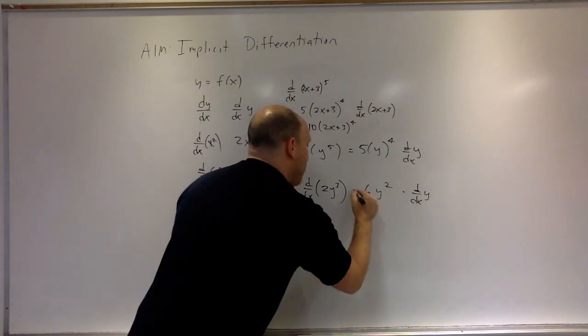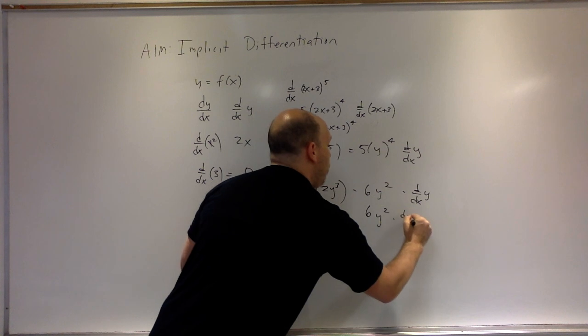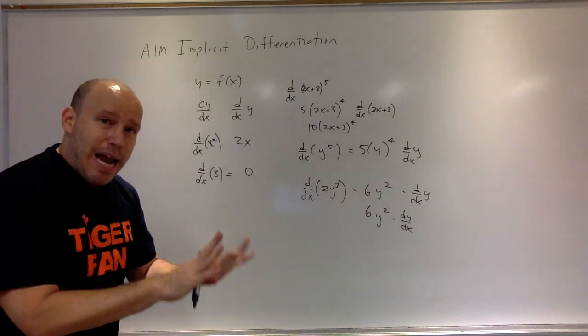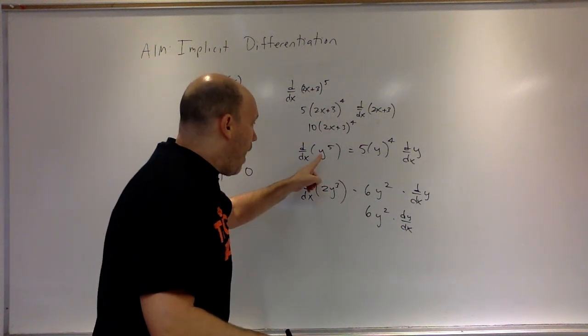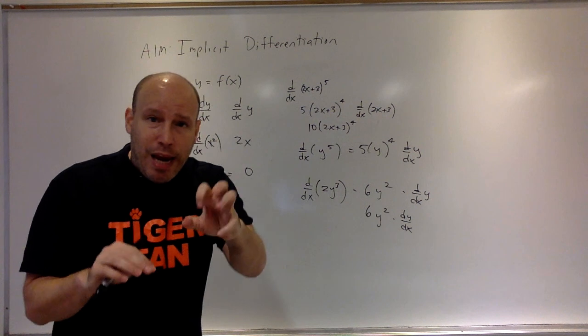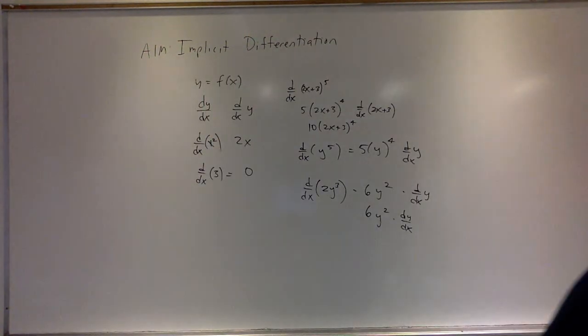And it's written as, final answer, 6y squared times dy dx. That's the basic idea of implicit differentiation, that these y's, we can't isolate them, but we can still differentiate whatever it is we think it is. Let's go over some examples.